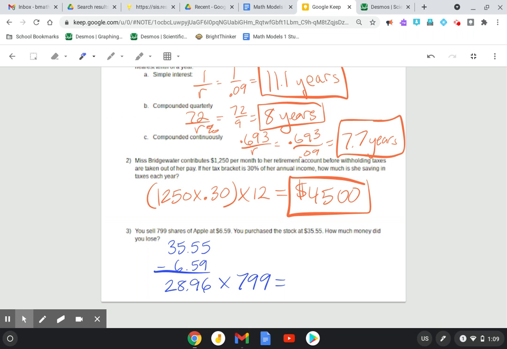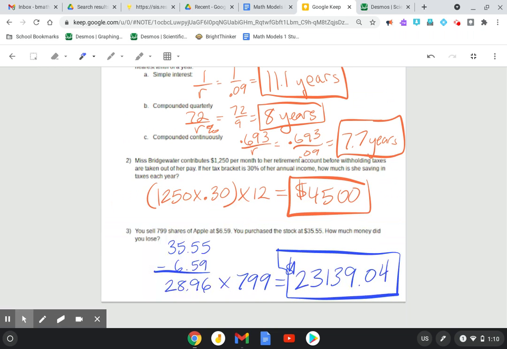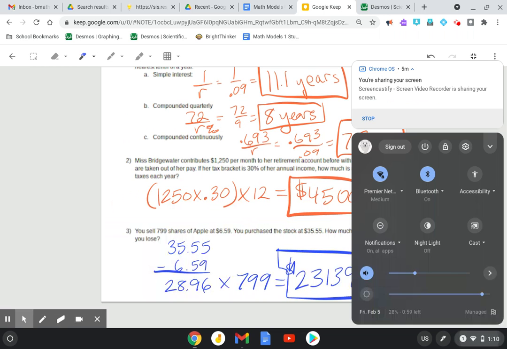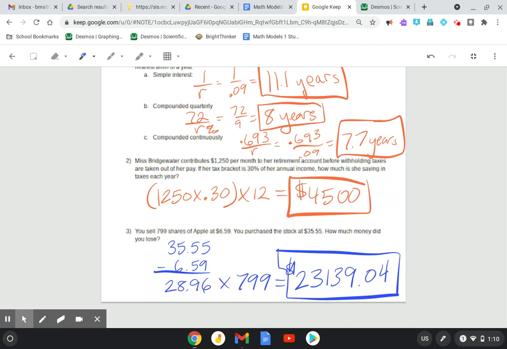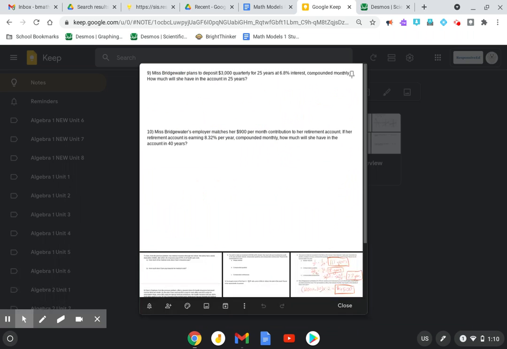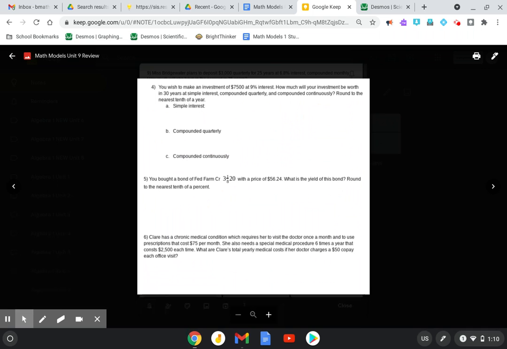We lost a lot of money, $23,139.04. So there we're taking the difference between the prices and we're multiplying times the number of shares, and that gives us the amount of money. All right. So let's go to our next set. That's number 3. Let's go to number 4 here.